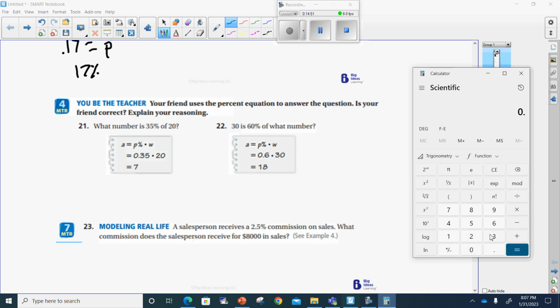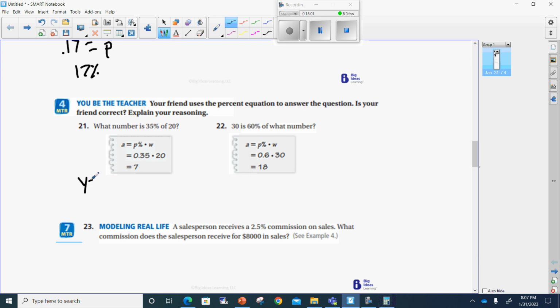Well, 0.35 times 20 does equal 7. So your friend did this correct. Yes, he did it correct. And there really is no explanation to this because he did it the right way.